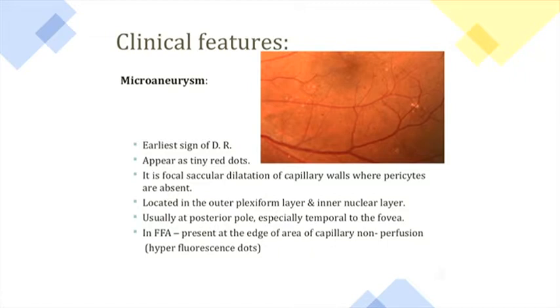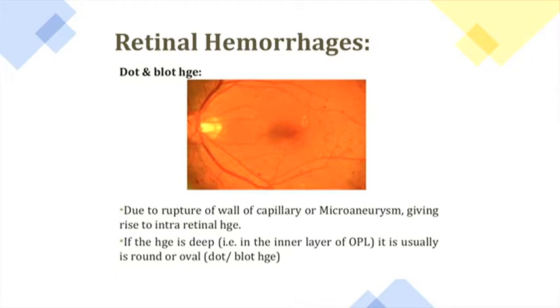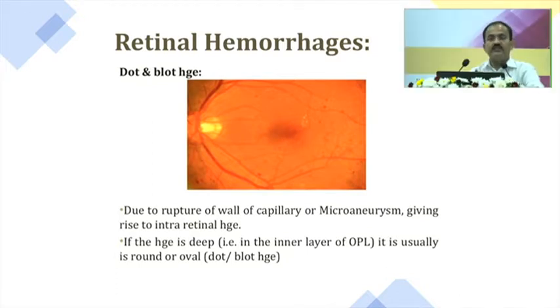These are located in the outer parts of the retina, not on the surface but in the deeper tissues. Usually you see these in the posterior pole, not on the periphery in the initial stage, and more often towards the temporal side or lateral side of the macula. If you want to see them very clearly, you can do an FFA or fundus fluorescein angiogram. And you can see retinal hemorrhages. There are two types, dot and blot hemorrhages, and these are due to rupture of the walls of the capillaries, microaneurysms.